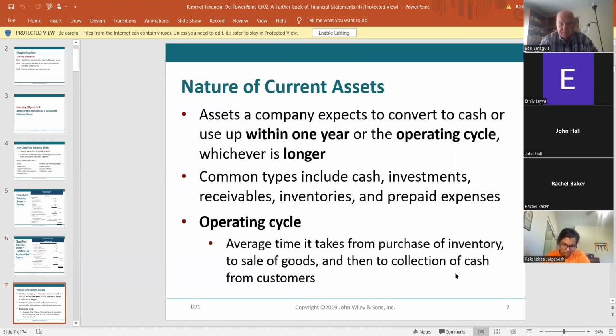The nature of current assets, we were just saying up to 1 year would make it a current asset. And they're giving you the typical ones: cash, receivables, inventory, prepaids. And the operating cycle, the average time it takes from the purchase of the inventory to the sale of the goods, and then to the collection of cash. Typically, we're talking about a current asset being used up within a year. But if your operating cycle is longer than that, that's the period you want to consider current. One example might be in the world of farming, where you plant in the spring, and then you harvest in the fall, and you replant. It could go on a while.